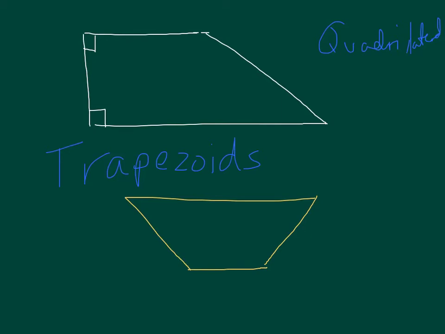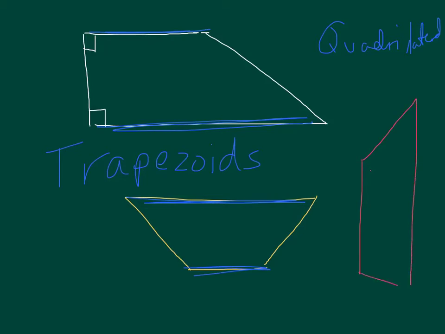You can see also that there is only one pair of parallel sides, like this side is parallel to this side. Let me draw one just this way so you can see this also. This is also a trapezoid because this side is parallel to this side. So it doesn't just have to be on the top and the bottom. So it's a quadrilateral, closed shape, four sides, and only one pair of parallel sides.